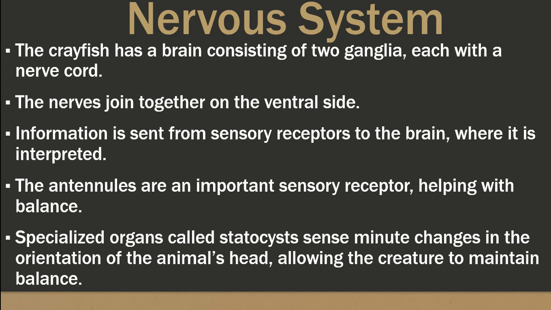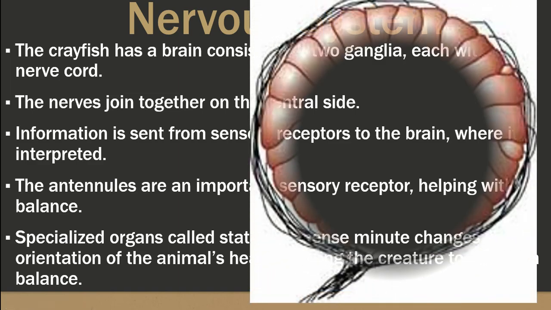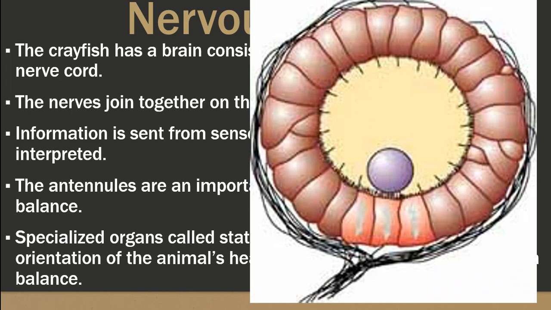This is where the statocysts, I thought earlier I was going to talk about it. Here's that word. They have these specialized organs called statocysts that sense very, very small changes in the orientation of the animal's head. So I'm going to show you a picture of it. Here's what happens. As they move their head around, this little ball, it's like a little rock, will tumble across these little hairs right here. And it trips these little hairs.